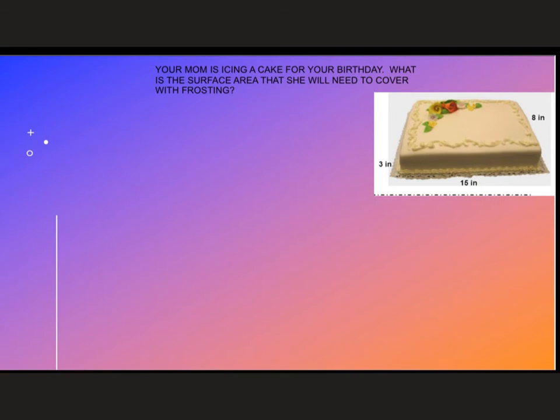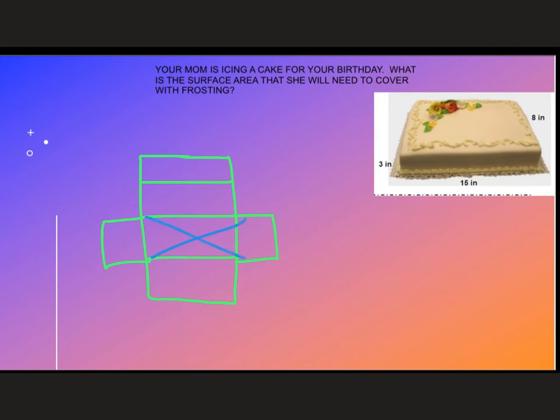So rectangular prism, we need to draw it. This one's a little tricky to draw. I like to do really skinny sides there, and then you need your 2 flaps. Now let's think about what part we're not going to use, right? You don't ice the bottom of a cake. That's just not how it works. We do not ice the bottom of a cake. So I'm going to cross out my bottom.